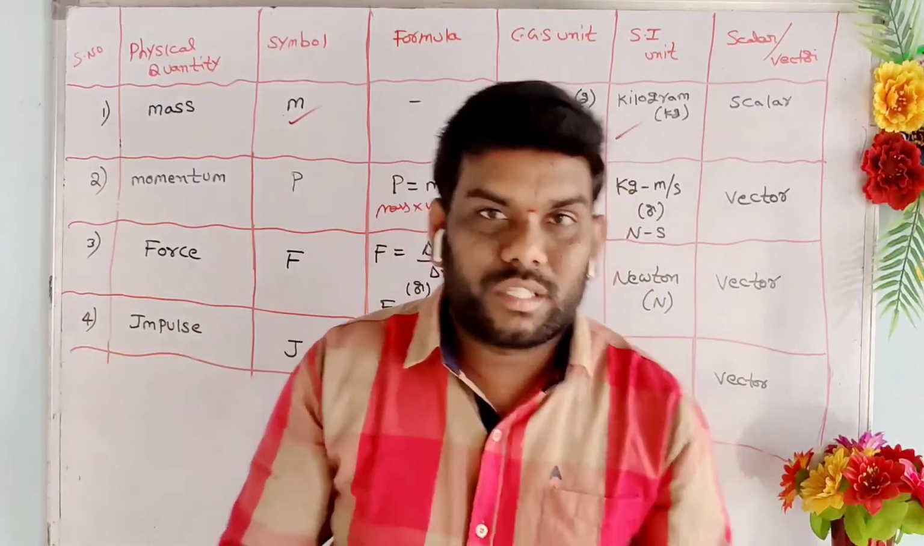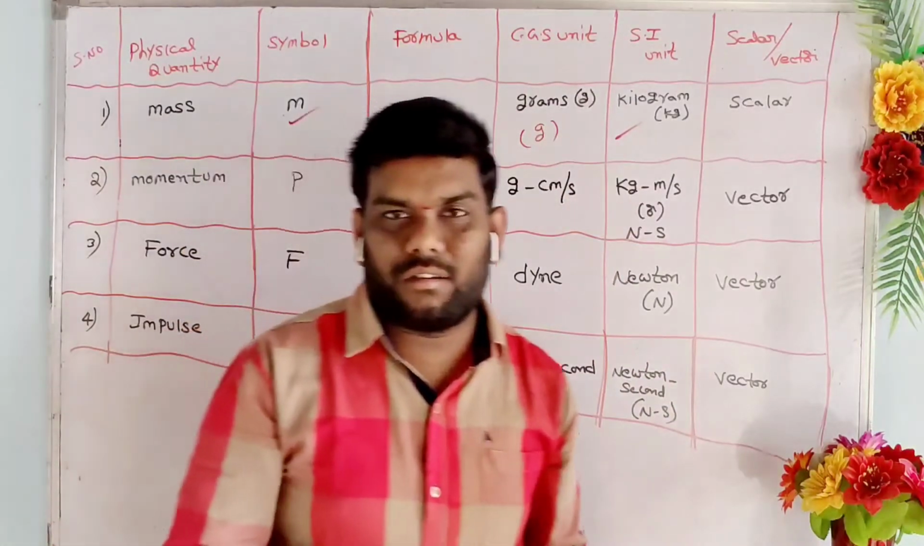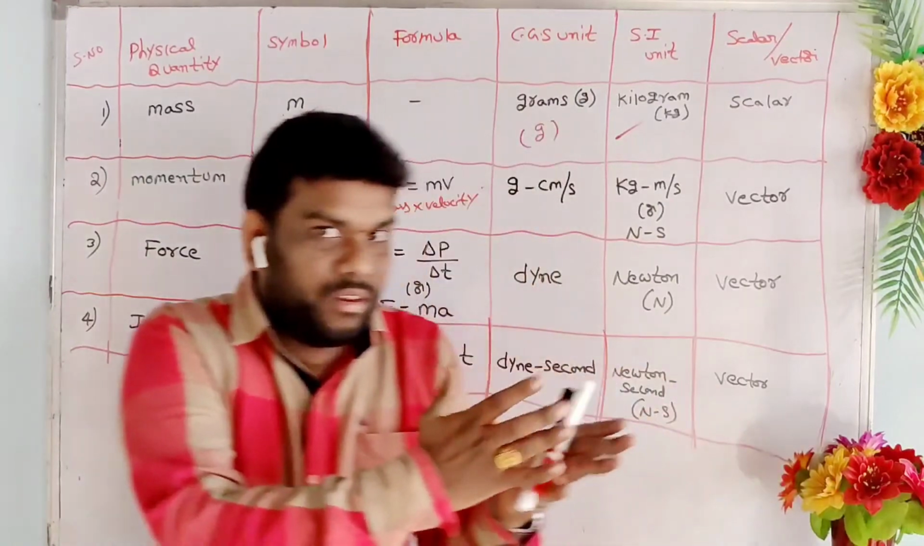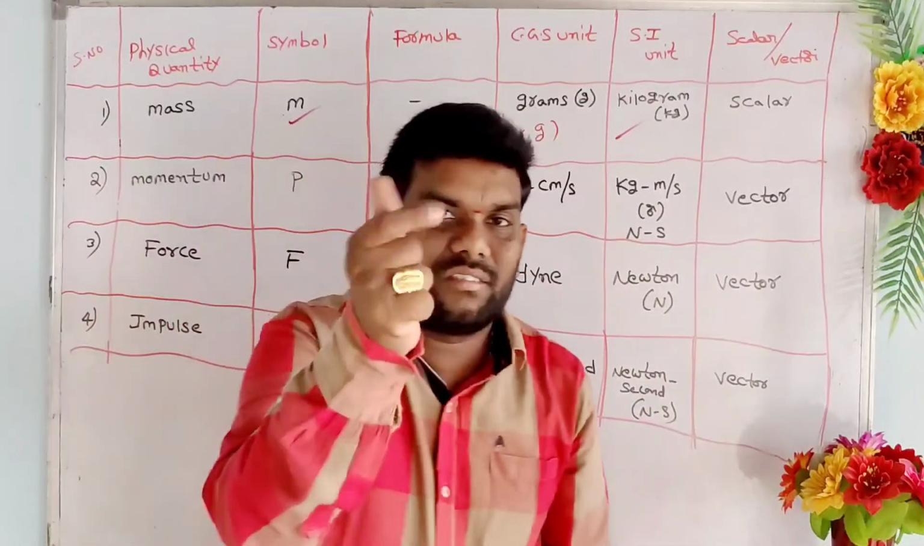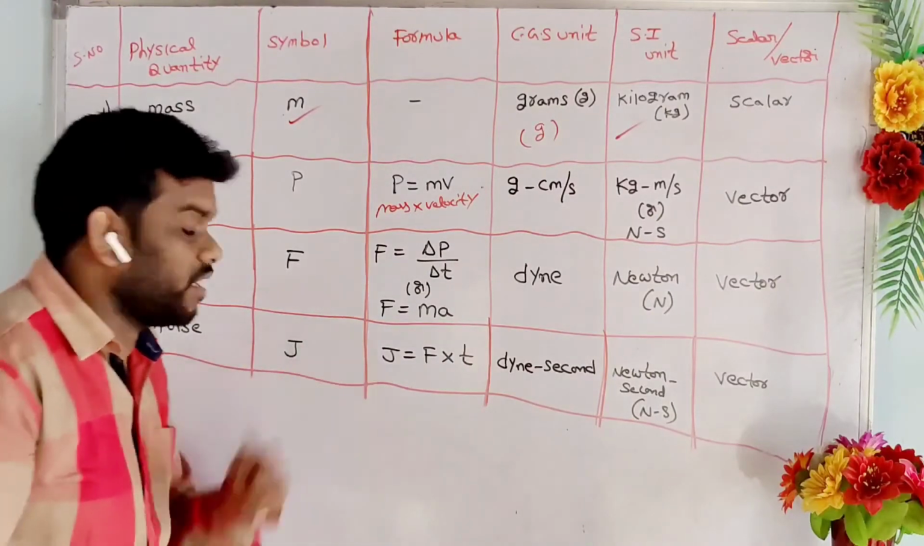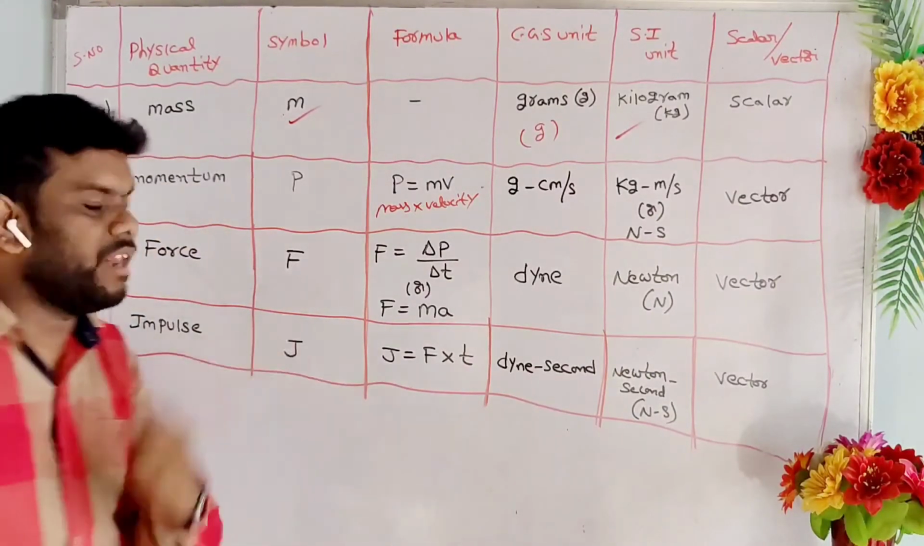Force into time. In the cricket field, when a bowler catches that ball, the drag on our hand, that is impulse. So force into time, it is denoted by the symbol J. Impulse is generally denoted by the symbol J.